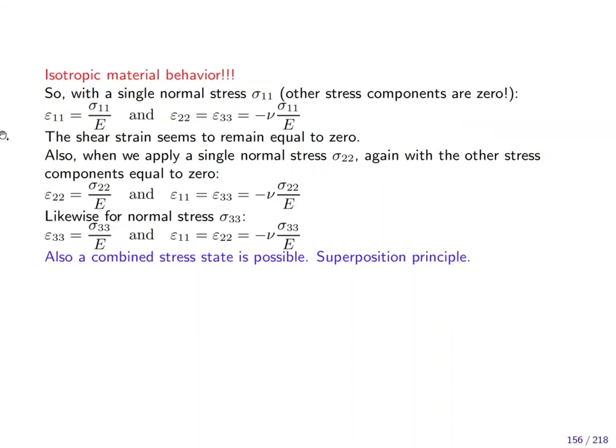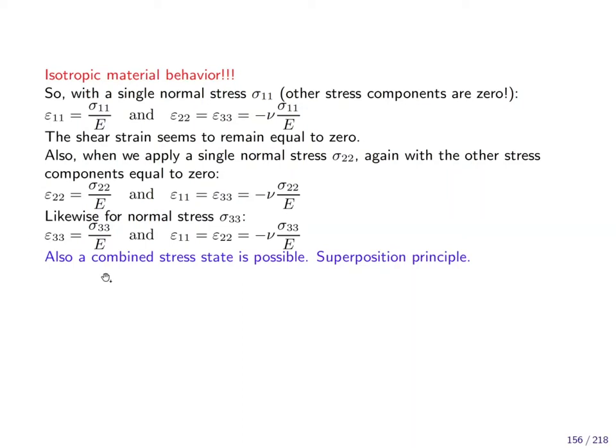9 reactions. This is not yet the 9 from a tensor, but this is just one action gives 3 reactions. This action gives also 3 reactions, this one also. So we have 3 actions, the 3 normal stresses, 9 reactions, the 9 contributions to the 3 normal strains. So it's not becoming more normal strains, we have only 3.